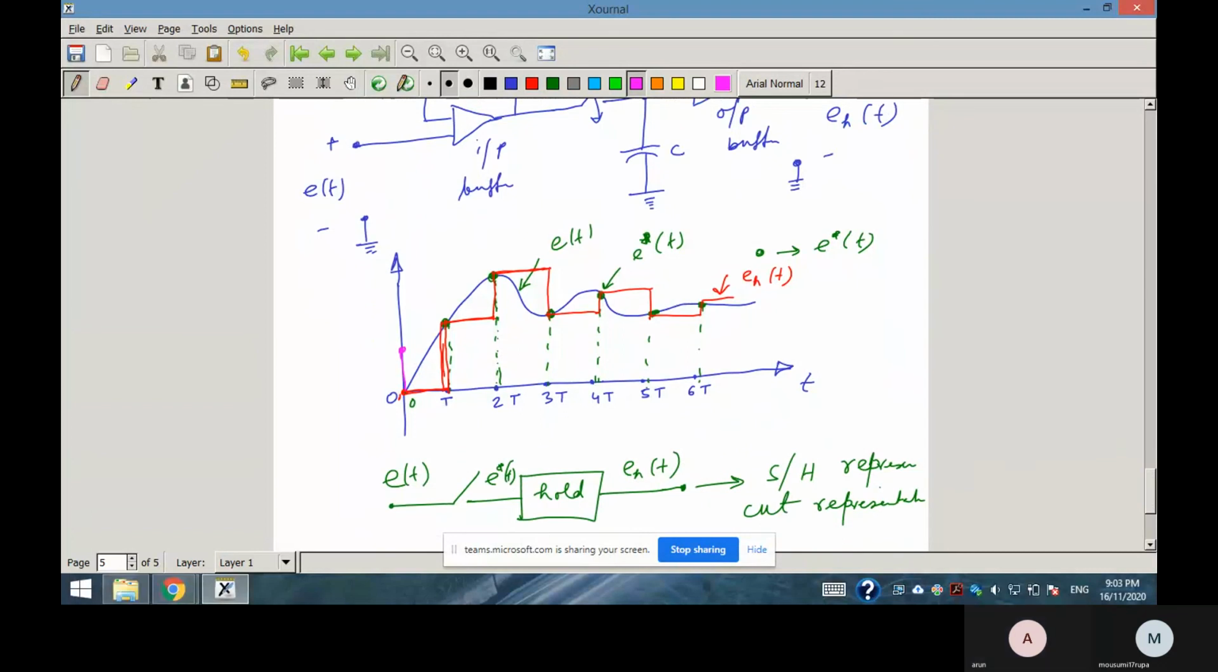Switch just on. This switch is on just here. Then from here to here it is off. Okay, I will not make it complicated.